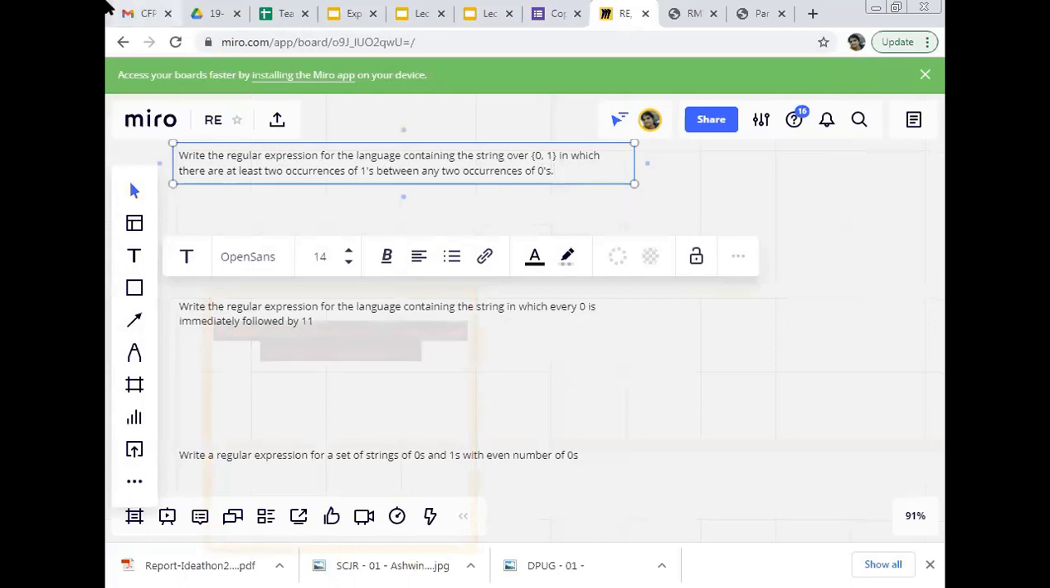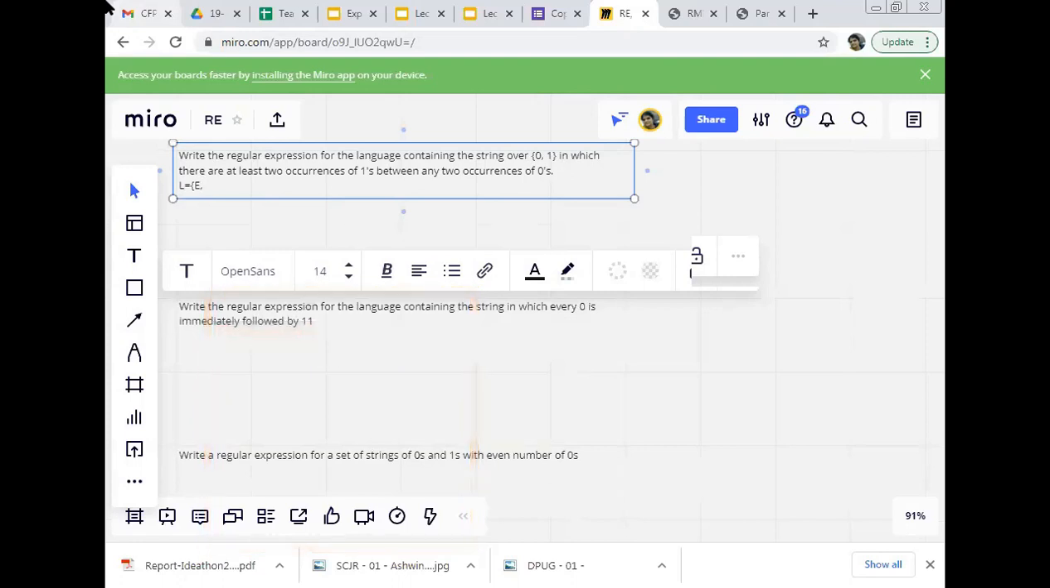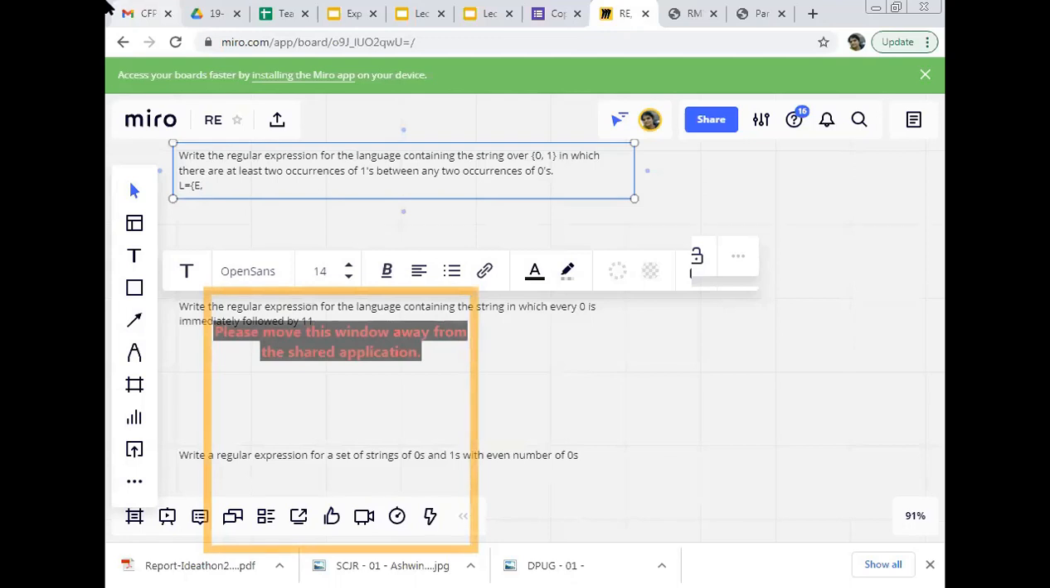What will be our minimum language? Can I have epsilon? Yes, I can have epsilon. Then what is the minimum? Can I have a one length language, I'm sorry, not language, string? Can we have a one length string in this? If yes, then what may it be?